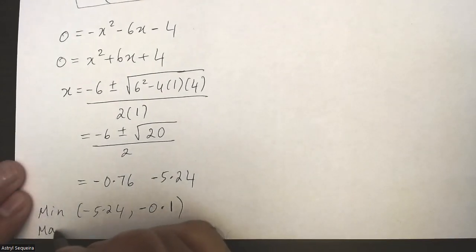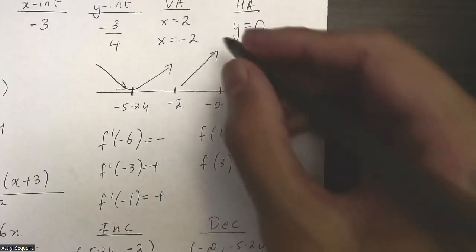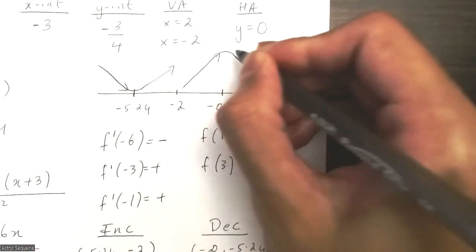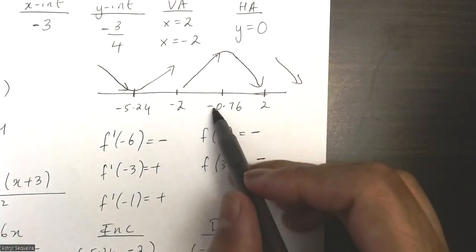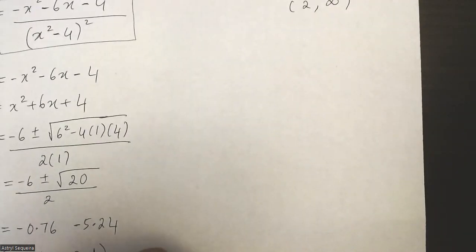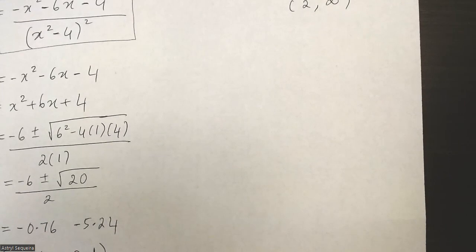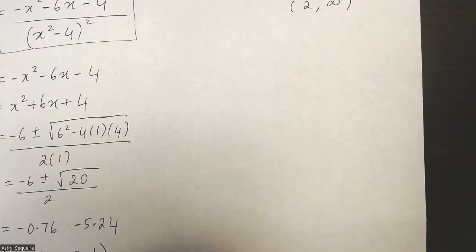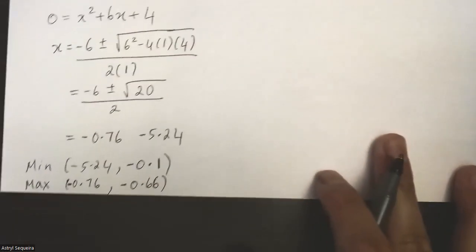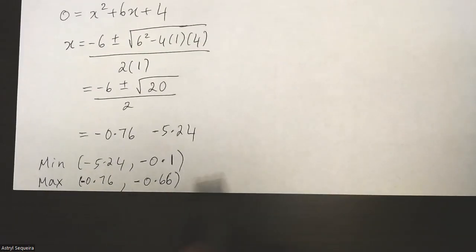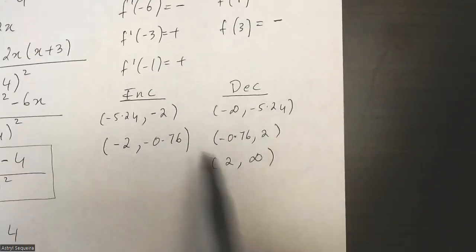My max is this one over here, because as you can see, if you connect these, it's clearly a max. It's -0.76 x value. And if I sub this into my calculator in the original equation, I will get -0.66 approximately. So now I've found my minimums and maximums. I've completed my intervals of increase and decrease.